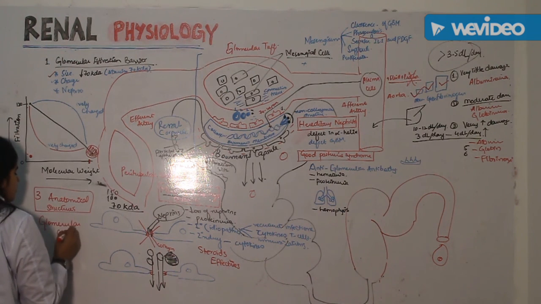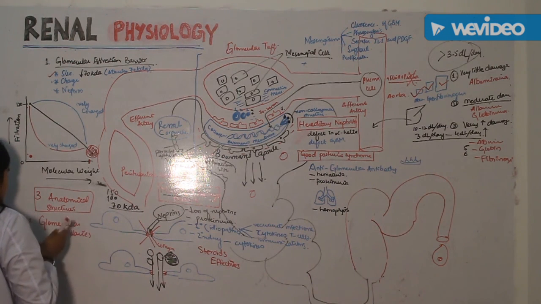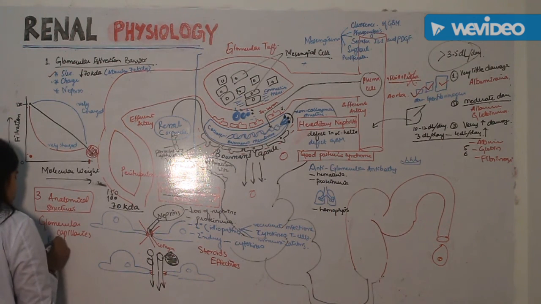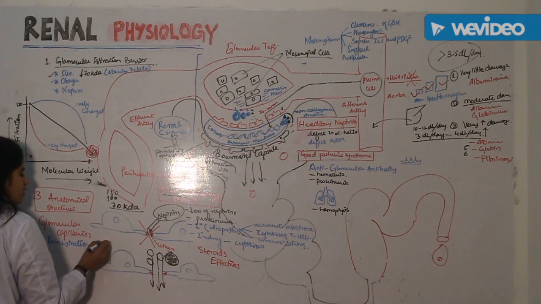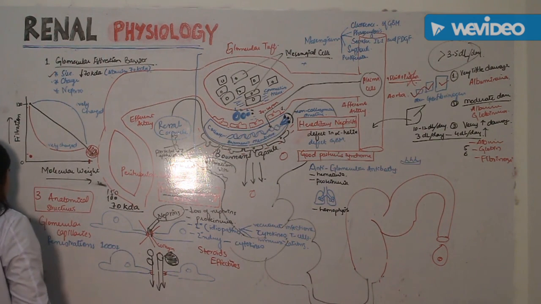capillaries. Glomerular capillaries, in which the important thing is fenestrations. How many fenestrations? Thousands of fenestrations of the size 70 to 100 nanometer, exactly.